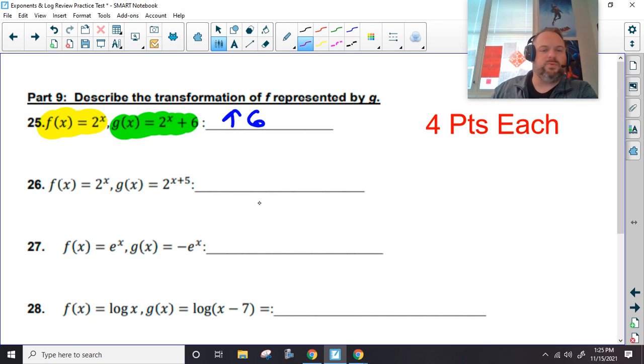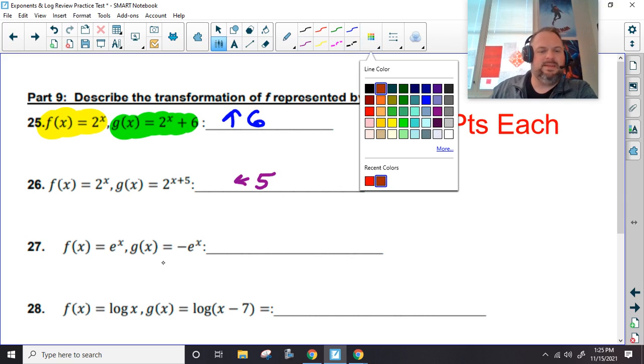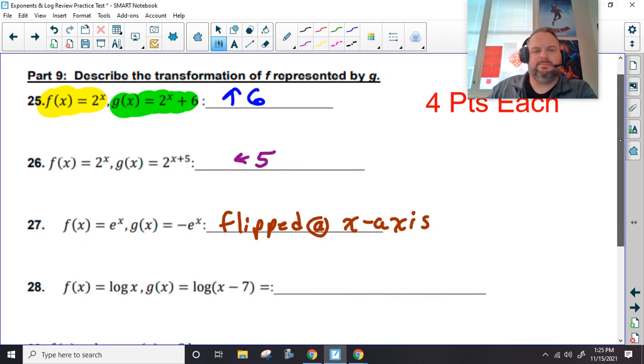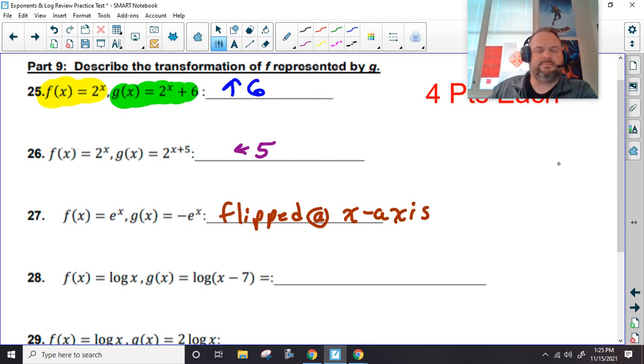Like for number 26, we have a +5 here, and it's up to the top, so this will actually be the left 5. We have a negative right here, so you could write flipped at x-axis or rotated, depends on your teacher. It's the same thing. All right. 28, then we have a -7. I know that's confusing. This actually means to the right 7.